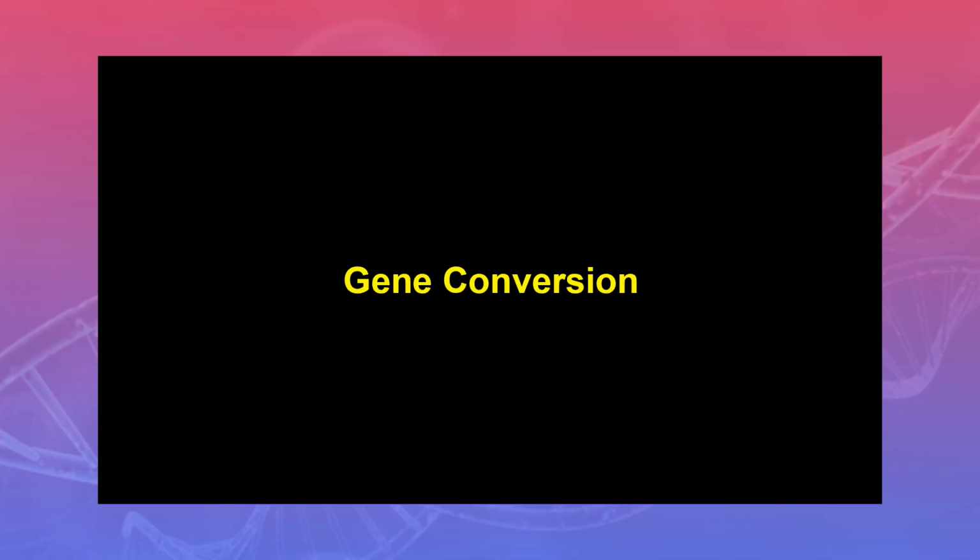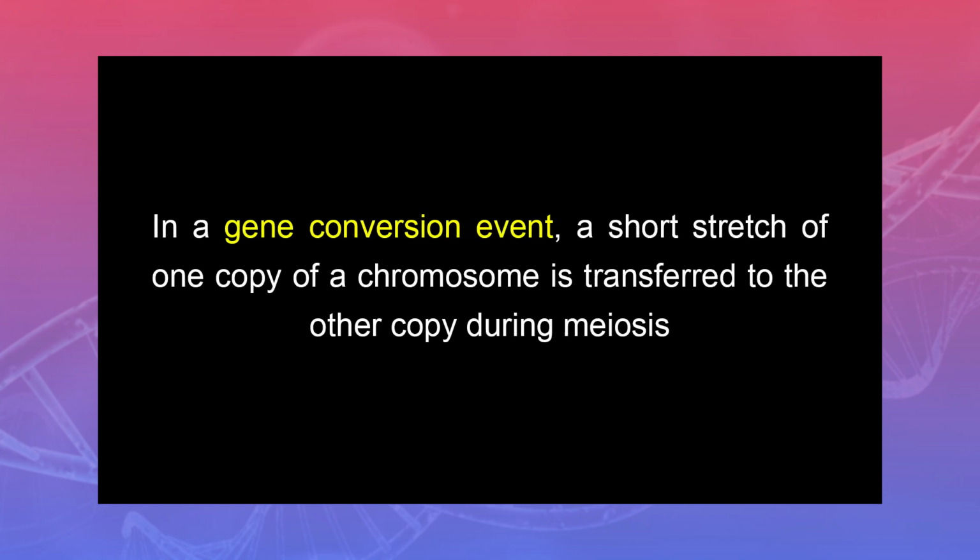Another one is gene conversion. In a gene conversion event, a short stretch of one copy of a chromosome is transferred to the other copy during meiosis, that is reductional division. The effect is equivalent to two very closely spaced recombination events and can break down linkage disequilibrium in a manner similar to recombination or recurrent mutation. It has recently been shown that rates of gene conversion in humans are high and are important in linkage disequilibrium between very tightly linked markers.